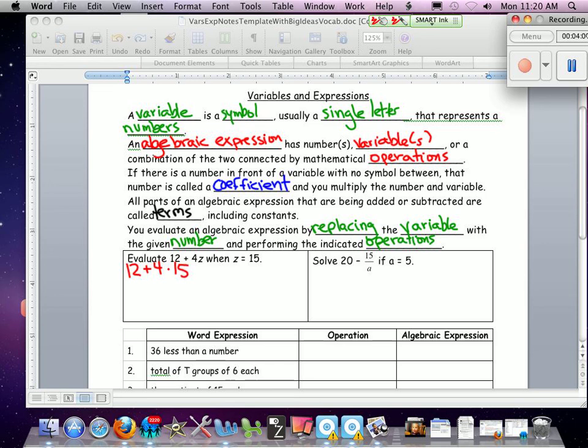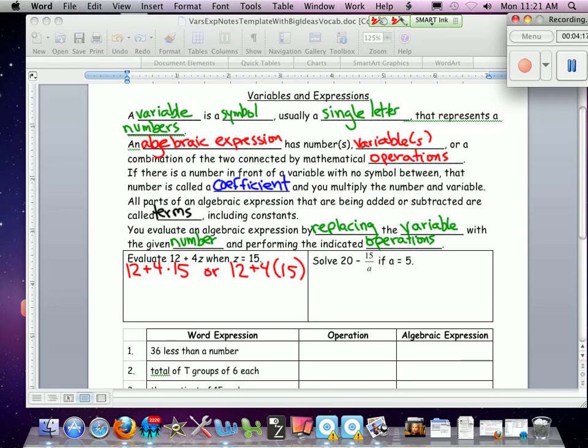A raised dot means multiplication. You're going to steer clear from the x meaning multiplication a little bit more than you used to. What you're going to see a lot of as you get more and more into evaluating algebraic expressions is I'll plug it in with parentheses.